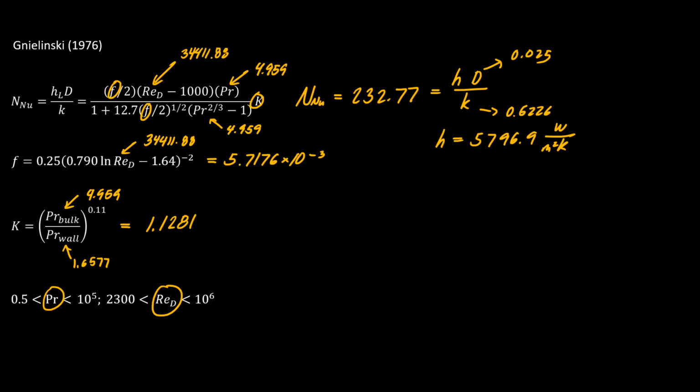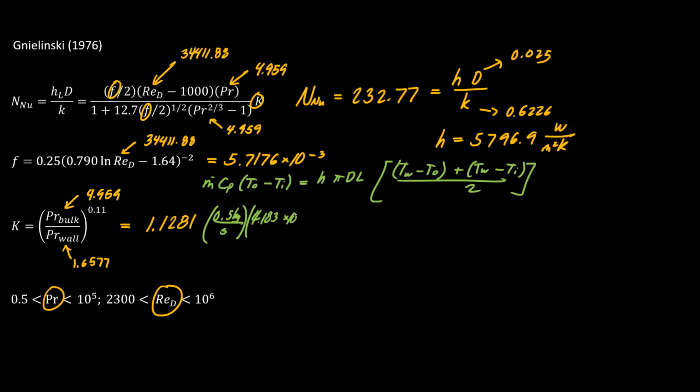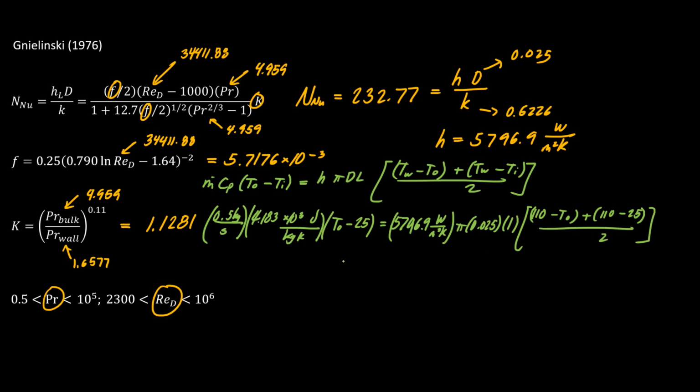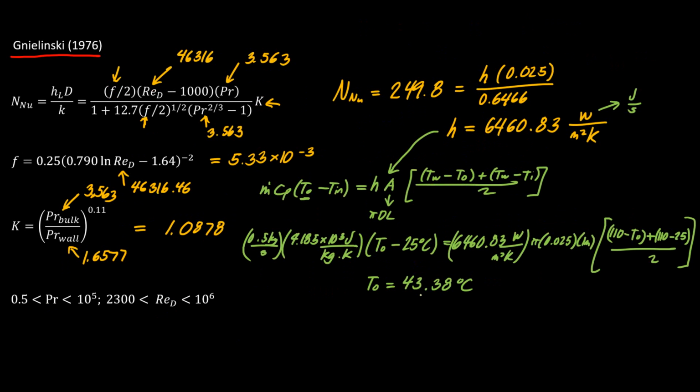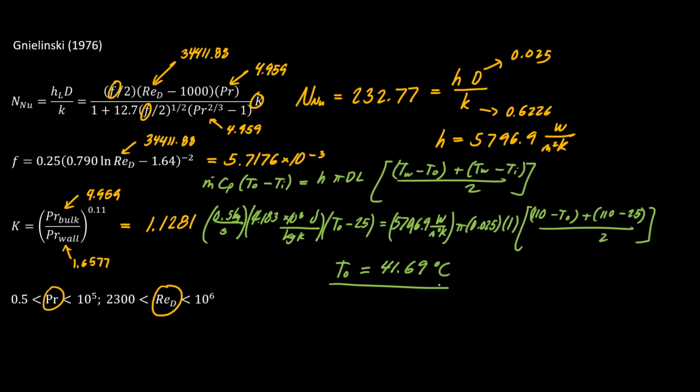Okay, now we're set to equating the Q once again. So once again, times 10 raised to 3, so that is joule per kilogram Kelvin. Temperature out is unknown. Okay, nice. So 43.38 after the first iteration, 41.69 at the second iteration.